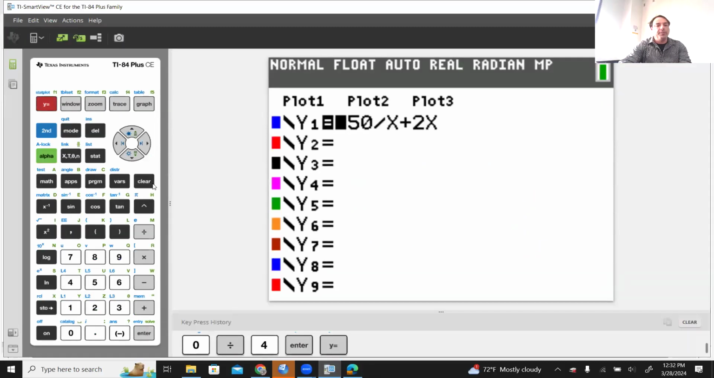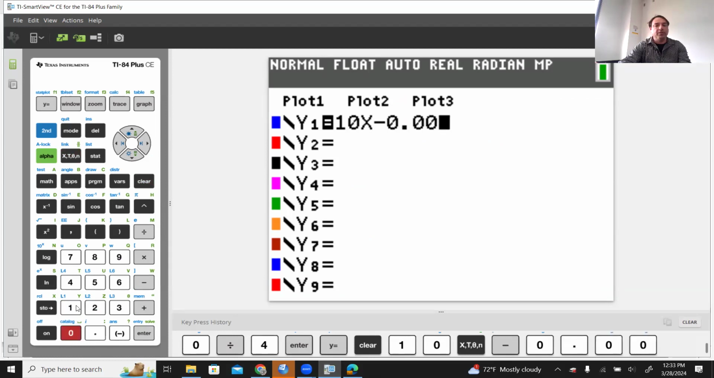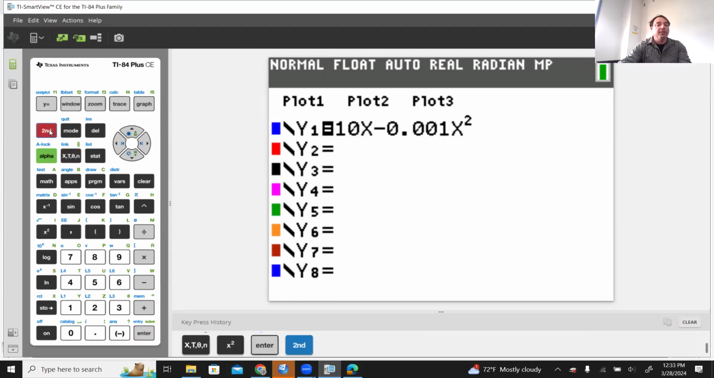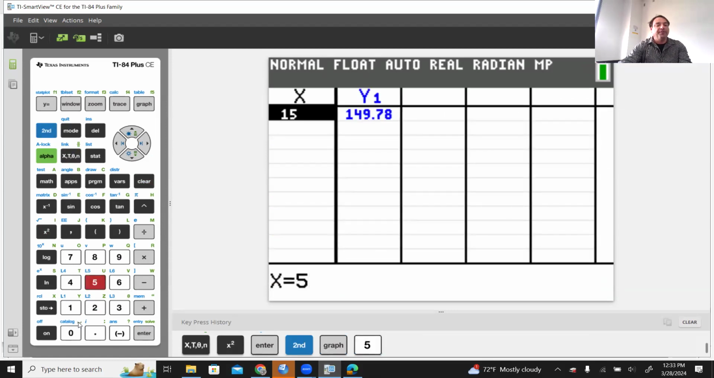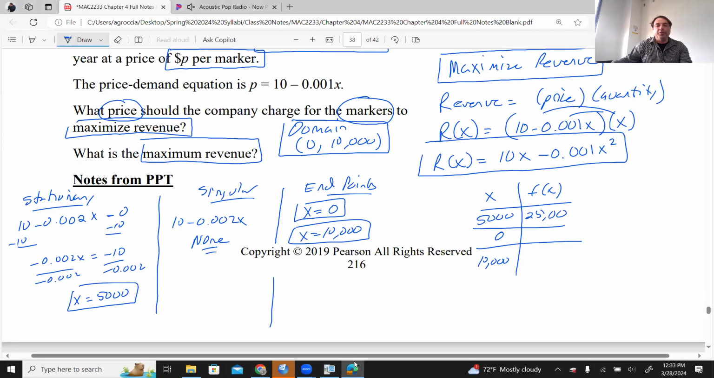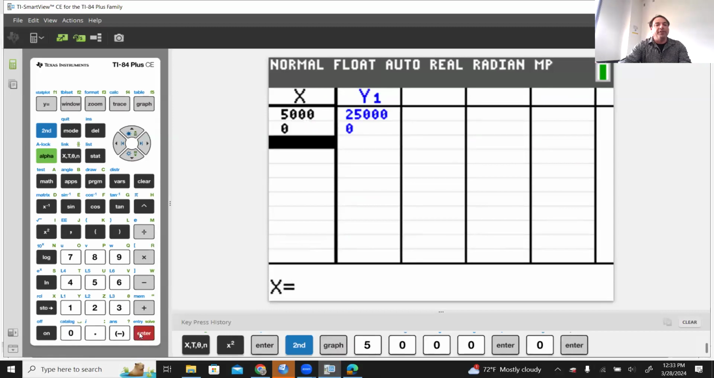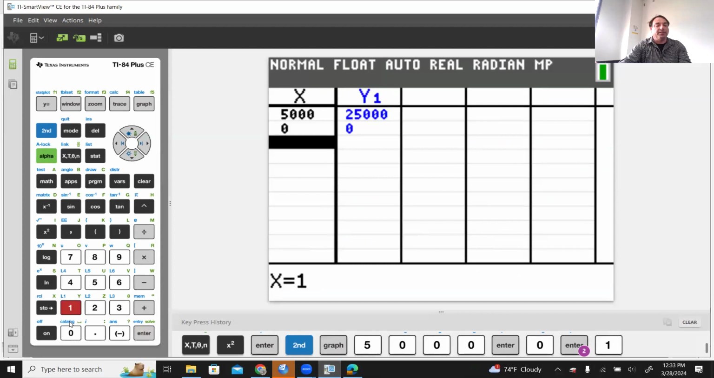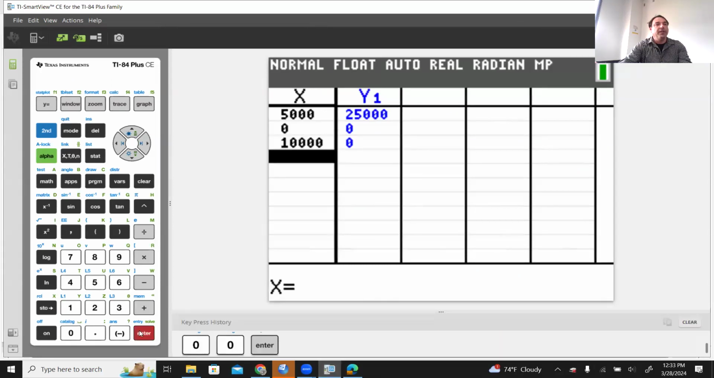Okay, so we go to the calculator, and we're going to go to y equals. We're going to plug in the revenue because it's all about the revenue. 10x minus 0.001x squared. We're going to make a really important business decision when we go to the table. If you produce 5,000 permanent markers, you will make a revenue of $25,000. If you produce nothing, you will get an amazing revenue of nothing. Now, if you produce 10,000, which is another option, you will get a revenue of nothing.